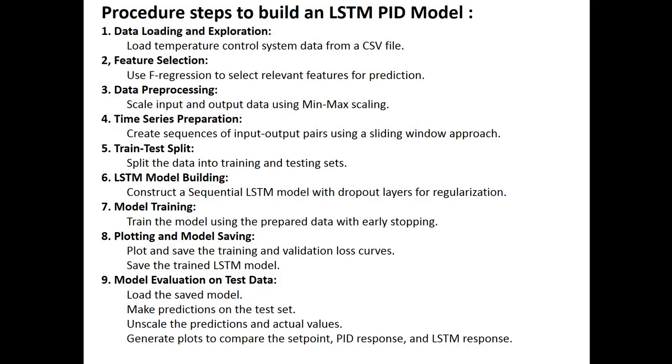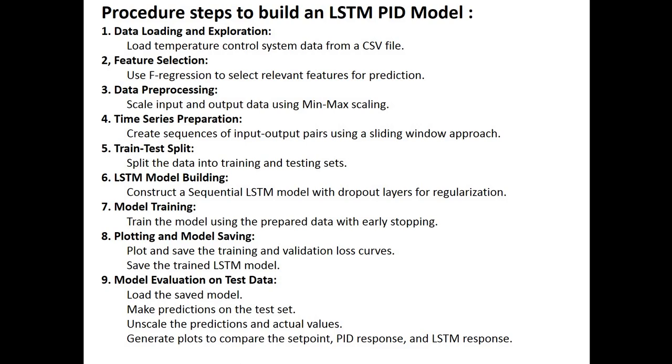Now, to build an LSTM PID model, that is very specific knowledge compared to normal LSTM knowledge. It involves data loading. That means whatever in the last video, video 1, we had created as a CSV file, it's called the PID dataset. Now the feature selection comes into the picture. It uses F regression actually to select the features. For any machine learning model, you know that the features are the most important thing. The features decide the output.